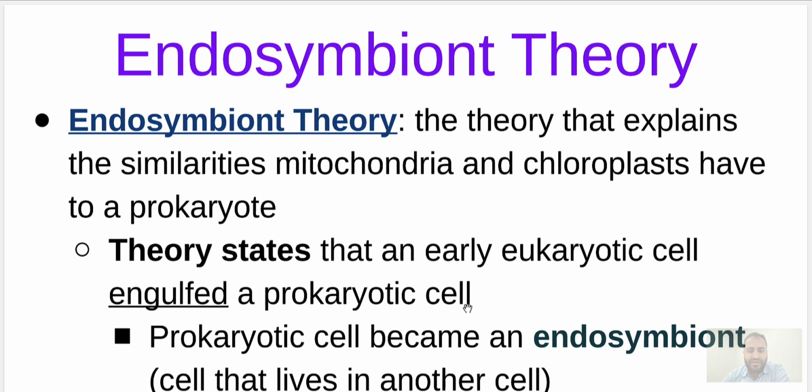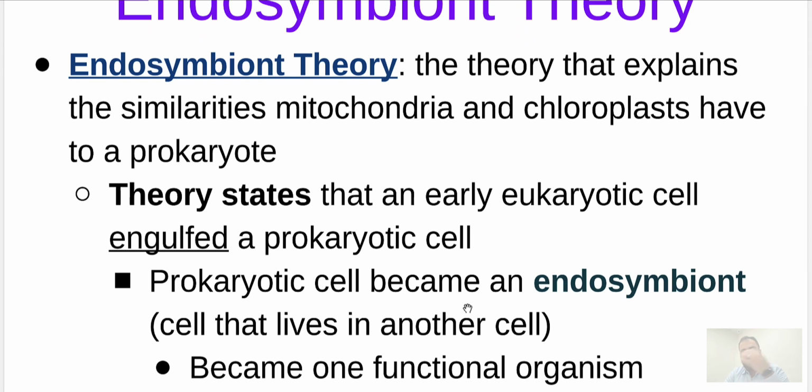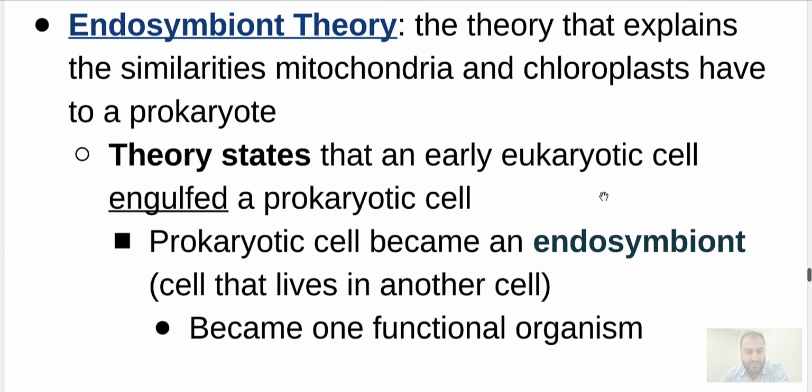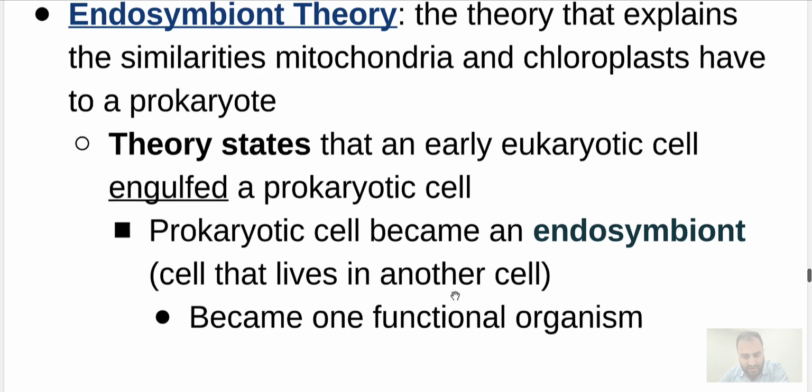Then they were incorporated into a eukaryotic cell, and they became, since then, a part of that cell. But still they have their own DNA, but the cell doesn't need that because the cell already has its own DNA in the nucleus. So they were prokaryotic cells and became endosymbionts, which means living in another cell.